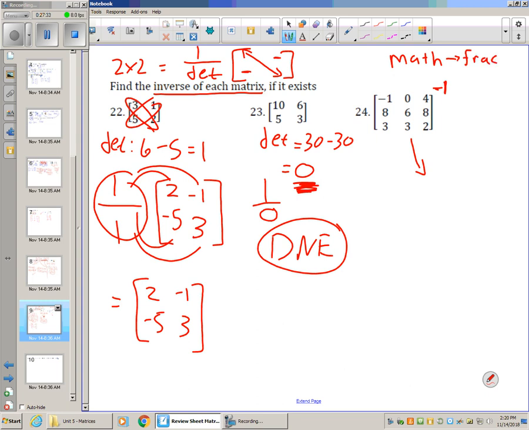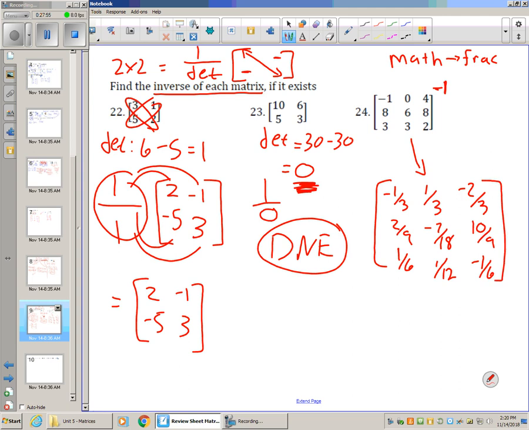And the answer I'm getting is negative 1/3, negative 2 over 3, 2/9, negative 7/18, 10 over 9, 1/6, 1/12, negative 1/6. Okay, so that's the inverse.